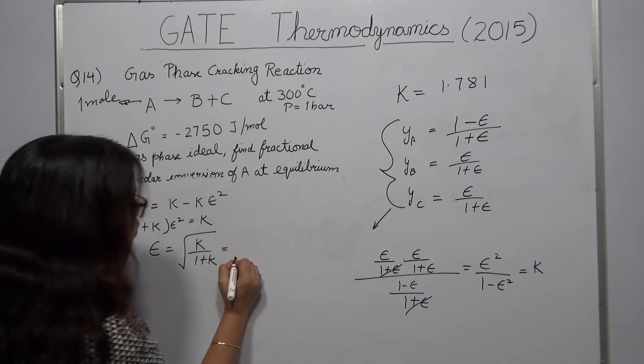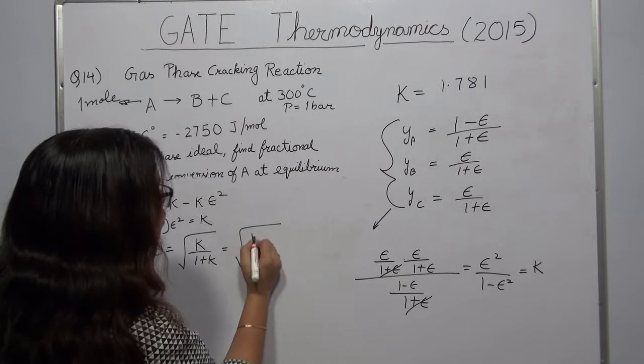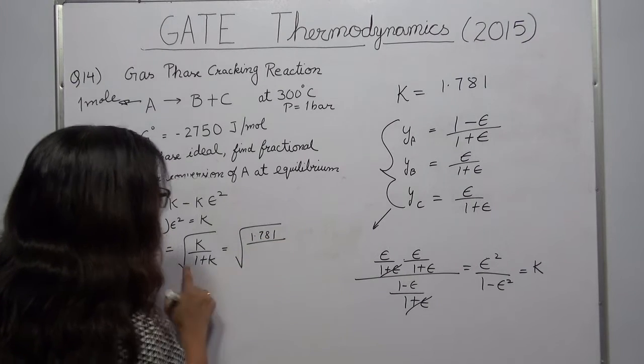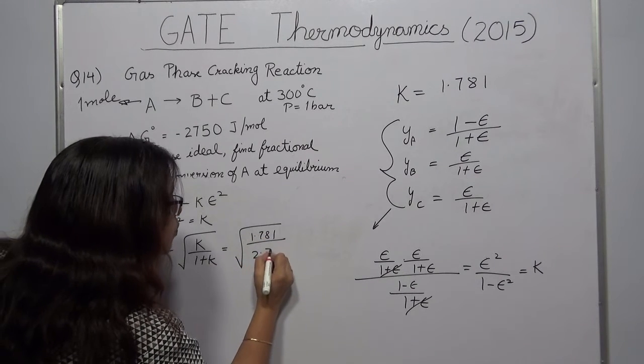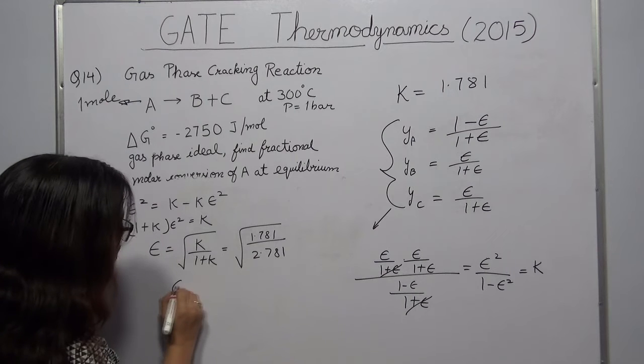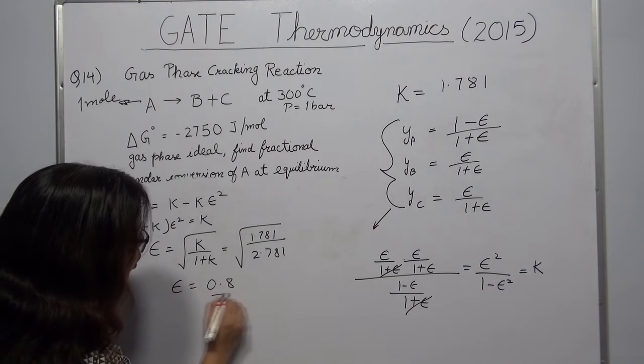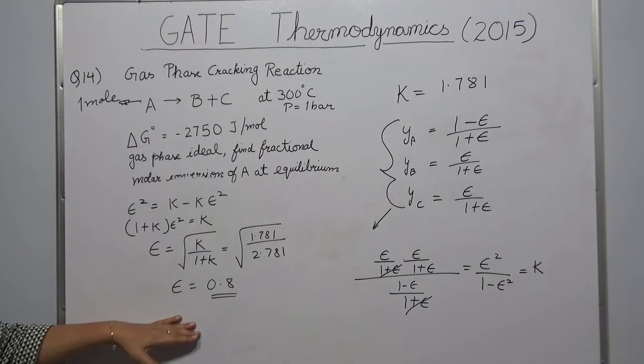Okay. So what is k? 1.781 divided by 1 plus 1.781, 2.781. If you do this, you will get the value of 0.8. Okay. So your extent of reaction is 0.8.